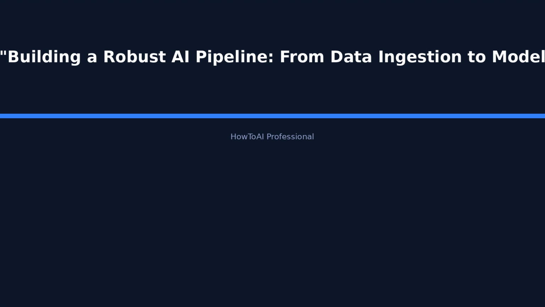Data preprocessing. Once you have ingested your data, the next step is data preprocessing. This stage is crucial, as raw data is often messy, incomplete, or inconsistent. Data preprocessing involves cleaning, normalizing, and transforming your data into a format that is suitable for analysis.